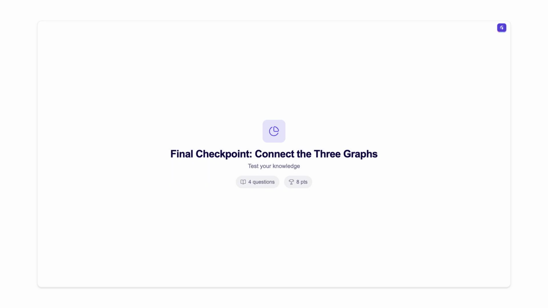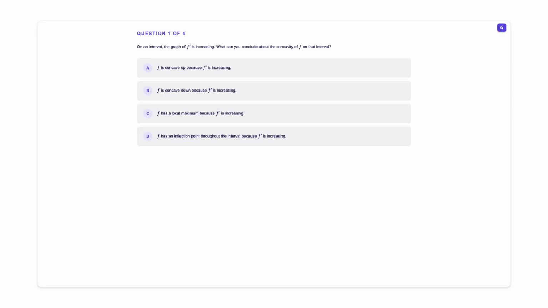This final checkpoint asks you to connect f, f prime, and f double prime. Focus on what each derivative tells you: increasing or decreasing, concavity, extrema, and inflection points. On an interval, the graph of f prime is increasing. What can you conclude about the concavity of f on that interval?